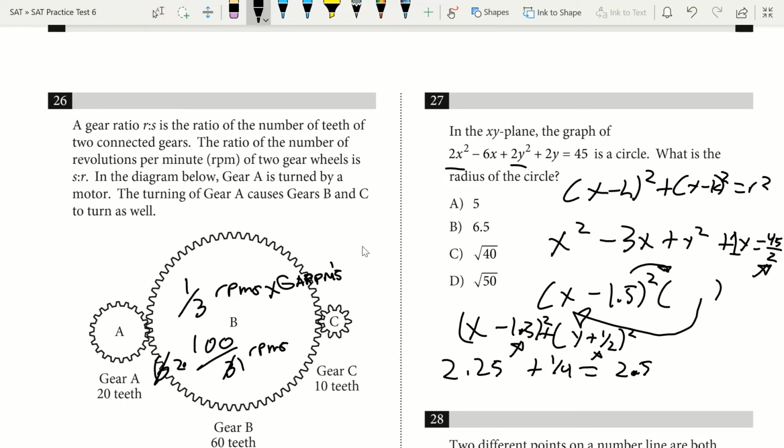Keep in mind that's not my answer, though. I need the square root of 25 because that is r squared, remember? So we need to square root that to get my radius. So the radius of the circle is root 25, which is 5. So my answer is going to be A.